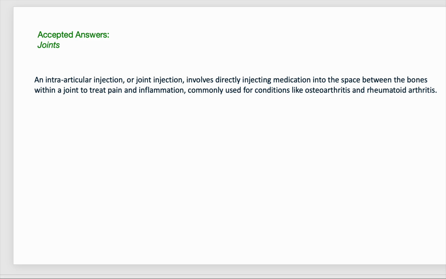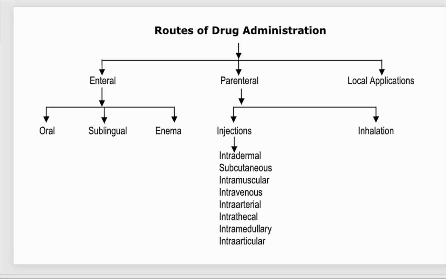An intra-articular injection, or joint injection, directly involves injecting medication into spaces between the joints to treat inflammation, and is commonly used for conditions like osteoarthritis or rheumatoid arthritis. Perfect. So that's for the route of drug administration.